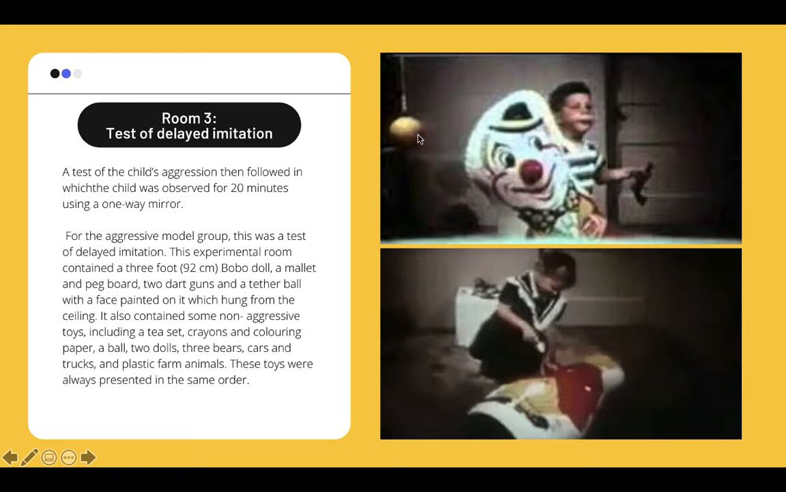So why should there be a face? So they could imagine that it's a guy, it's a person. It also contains some non-aggressive toys, including a tea set, crayons, coloring paper, a ball, 2 dolls, 3 bears, cars and trucks, and plastic farm animals. These toys were always presented in the same order, so there were no toys that outshine the others in some condition. It's always the same.